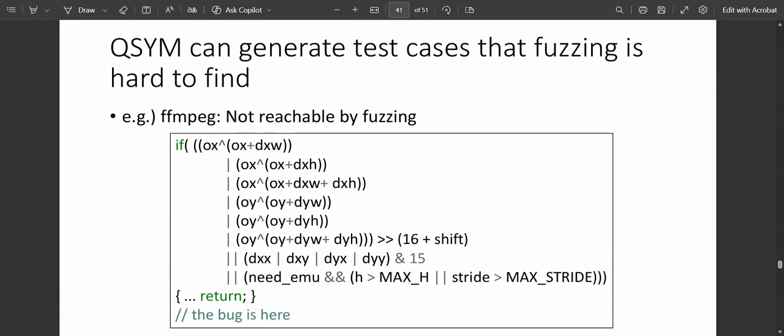And this is a test case QSYM can generate that fuzzing finds hard to find. This is one of the test cases generated by QSYM.